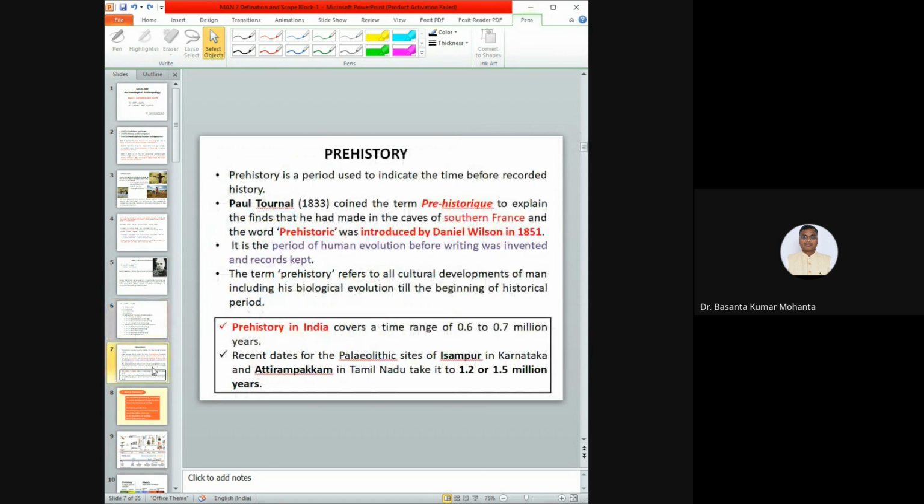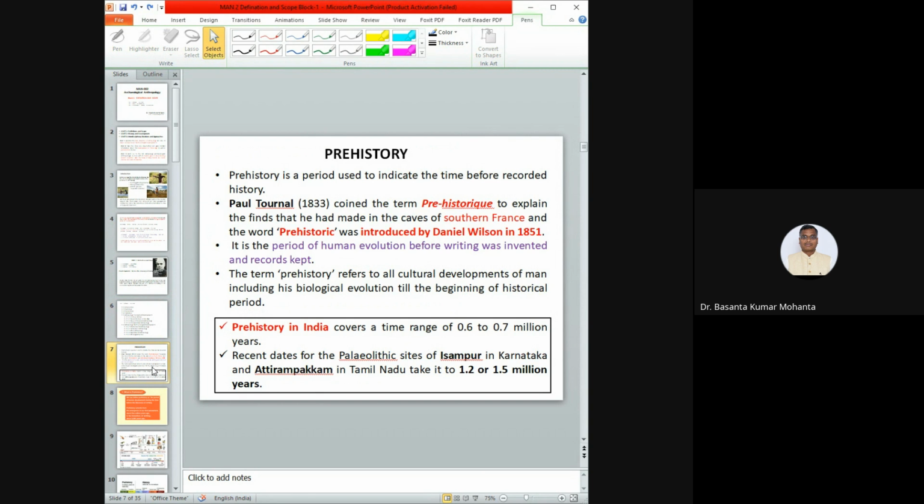So as we are discussing prehistory, this is the period. Prehistory is the period used to indicate the time before the recorded history. What does it mean by recorded history? As I told, history begins with the writings. And before writing, whatever we are having in human cultural development, in human biological development, that is the part of prehistory.